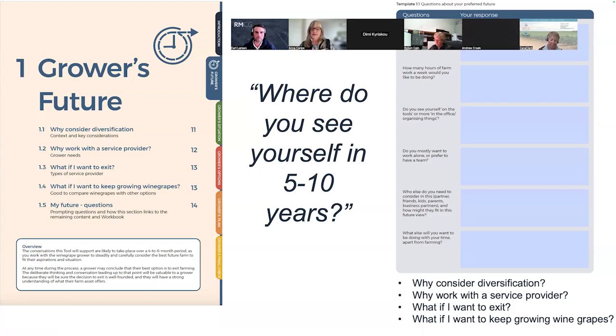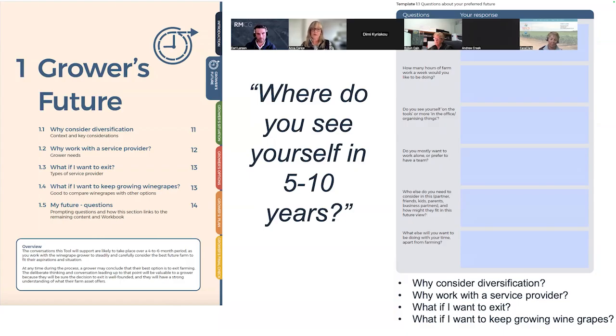This section also has some answers to some really important questions that come up at some point during the process, so we thought we'd give them to you straight away. So there's information about why a grower might consider diversification, why it's really important for them to work over time with a service provider. What if they want to exit? As Carl mentioned, there's information about exit.